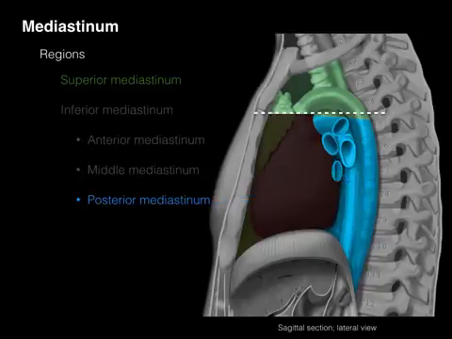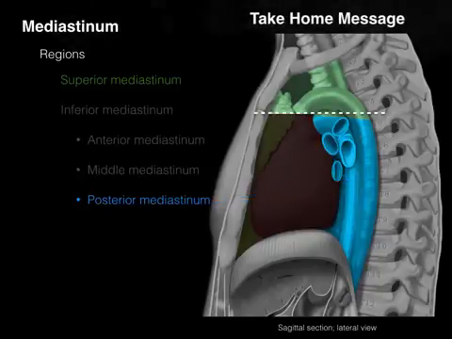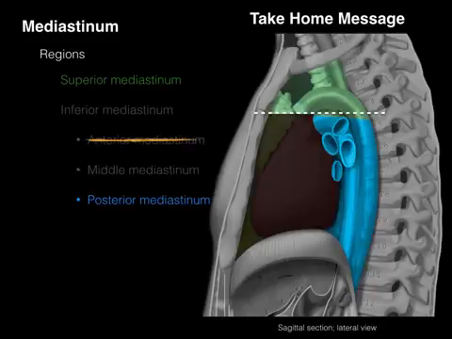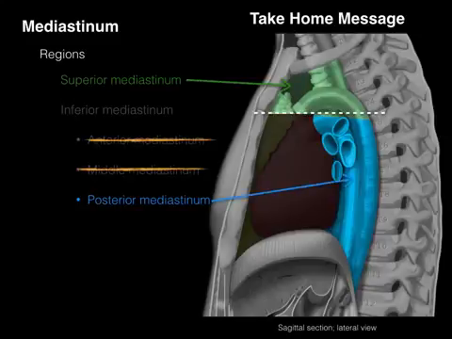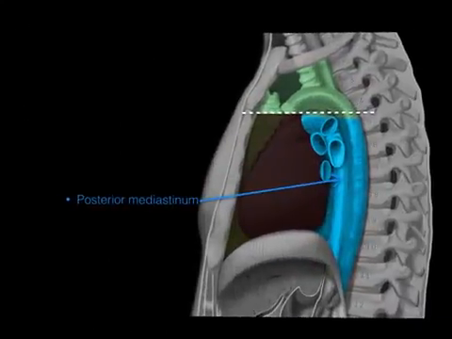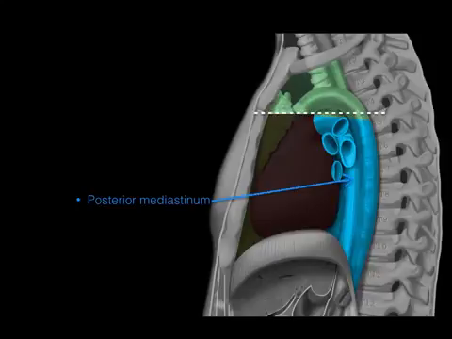Well, what's the take-home message from this? Well, the take-home message is the following. Anterior mediastinum I'm not really going to cover because it's the thymus, and that's about it. And then the middle mediastinum we've covered in a previous lecture, so I'm not going to cover that. And so basically, the superior mediastinum and the posterior mediastinum are the two areas we're going to focus on. Let's first do the posterior mediastinum.